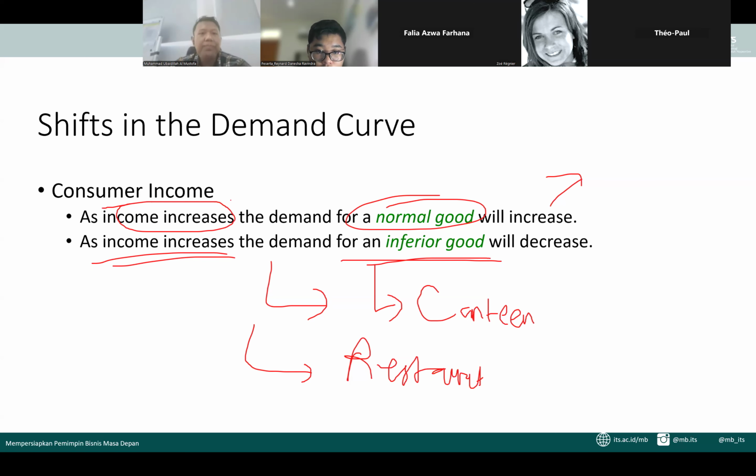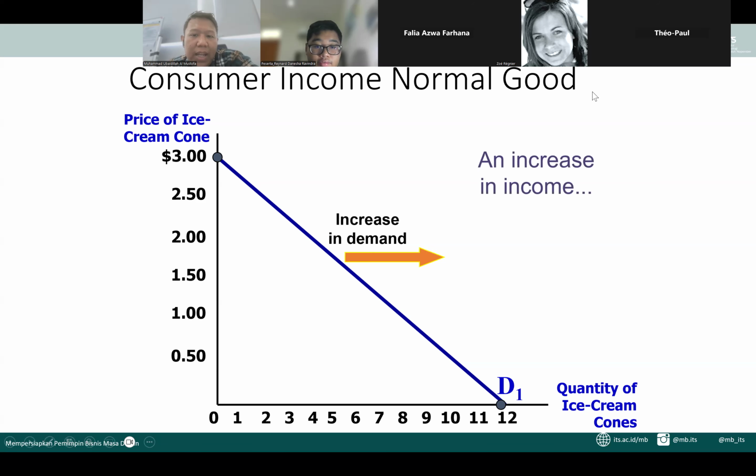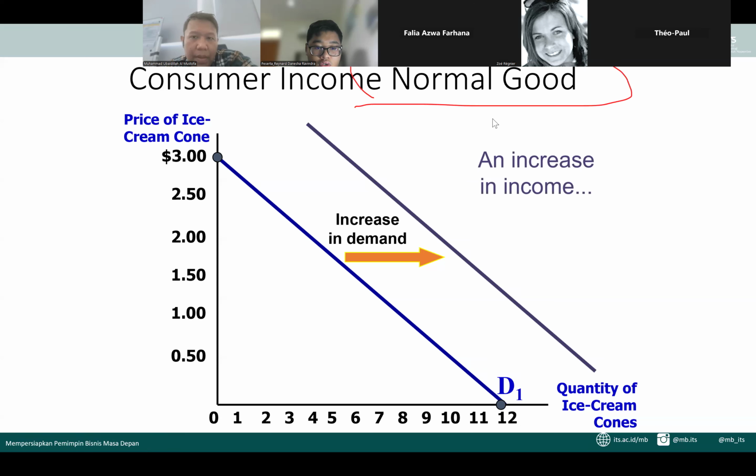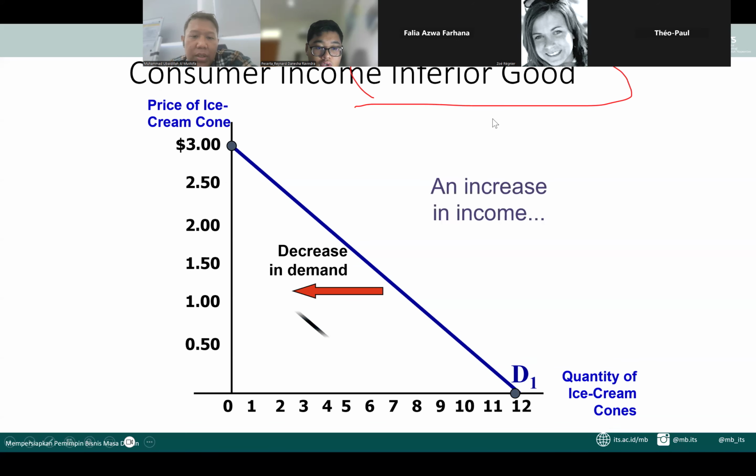So if we try to make a model of this, this is the normal good. When we have an increase in income, it will shift the demand to the right. This is true for normal goods. But when we have an inferior good, an increase in income will reduce its demand, so it will shift to the left.